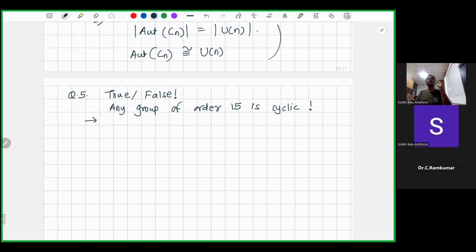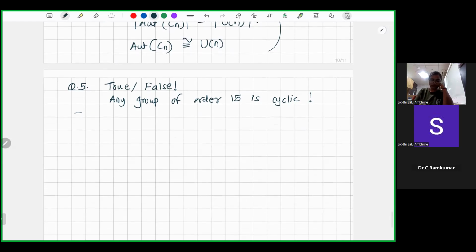So we are asked whether any group of order 15 is cyclic or not. Either we have to generate a group of order 15 and show that it is non-cyclic, or we have to prove for any group of order 15 that it will always be cyclic. Okay, so let me just give away: this statement is actually true.